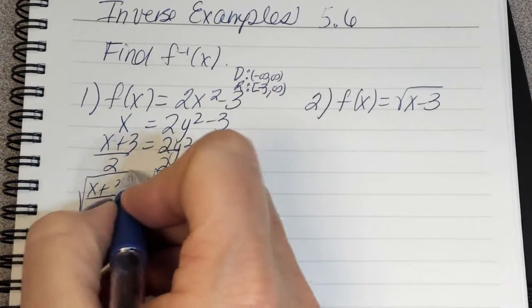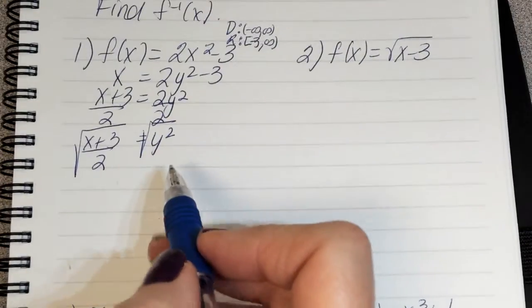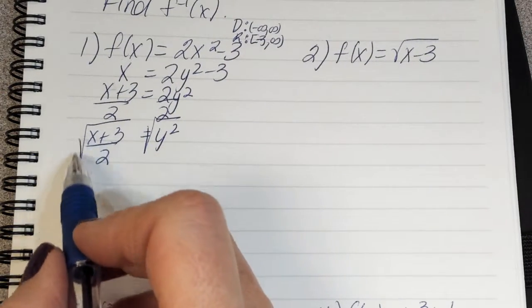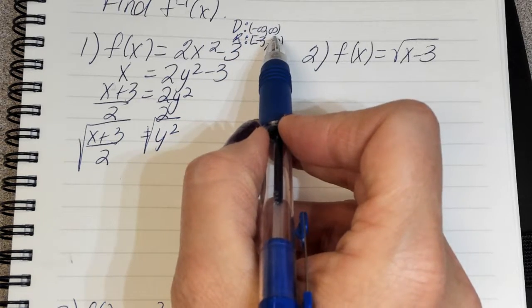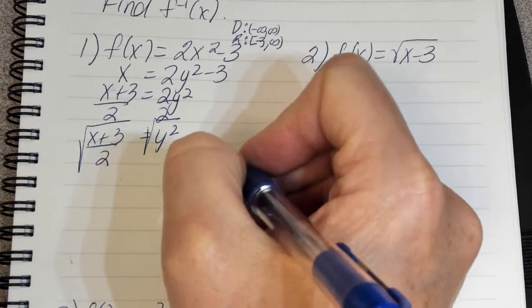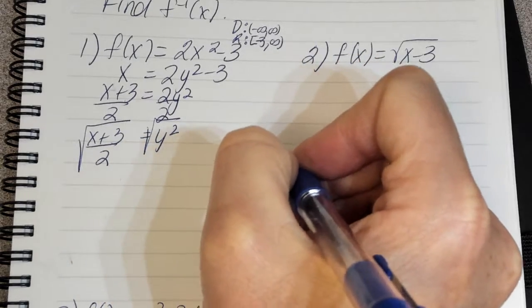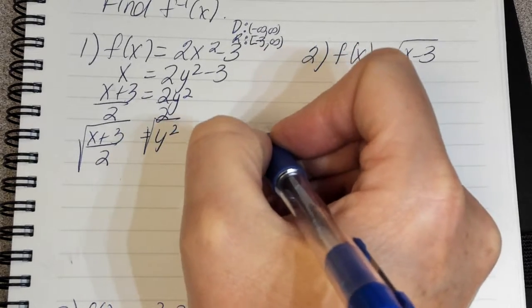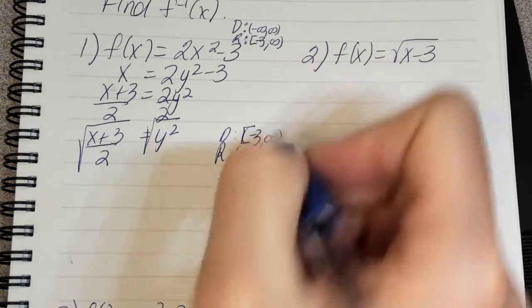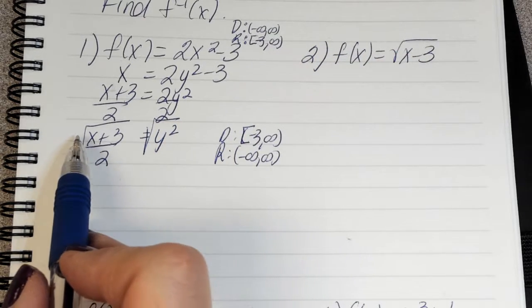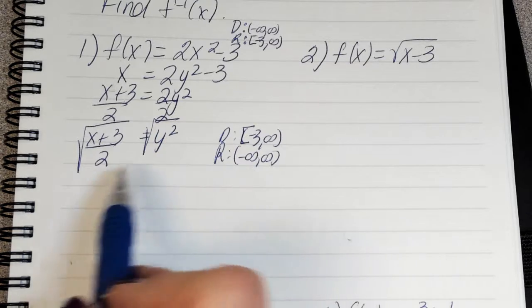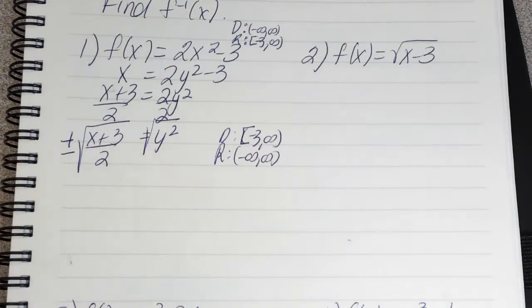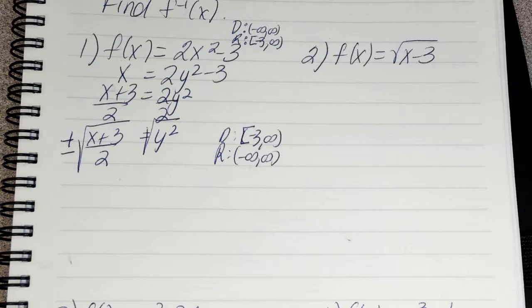So I take the square root. And the question was earlier, do we put plus or minus in front of here? Well, if the domain has to be negative infinity to infinity, then down here the range needs to be negative infinity to infinity, and the domain must be negative 3 to infinity. If I leave it without putting plus or minus, is the range going to be negative infinity to infinity? No. That's why I have to put plus or minus. And you can think about what the graph looks like to know that.